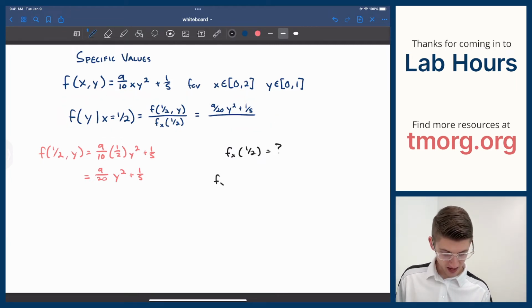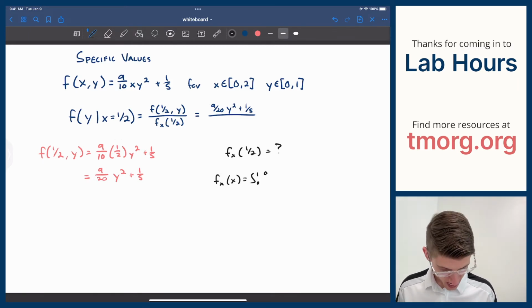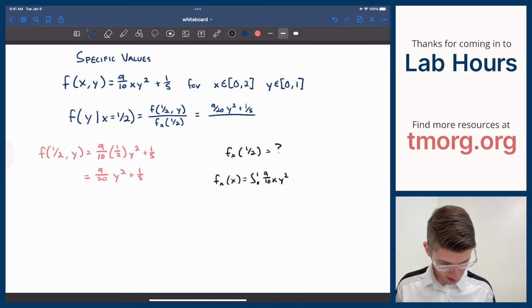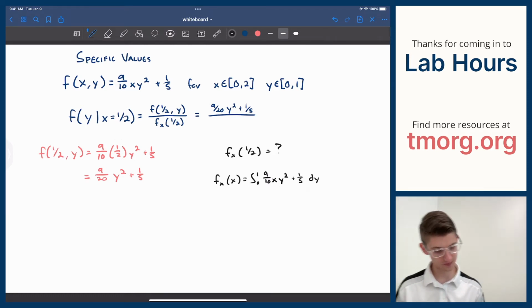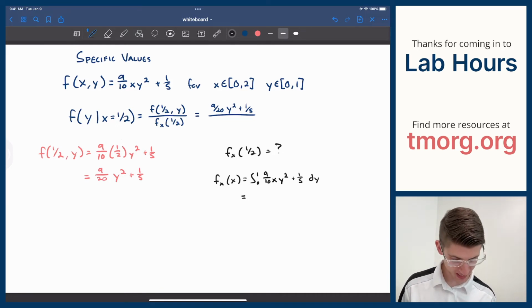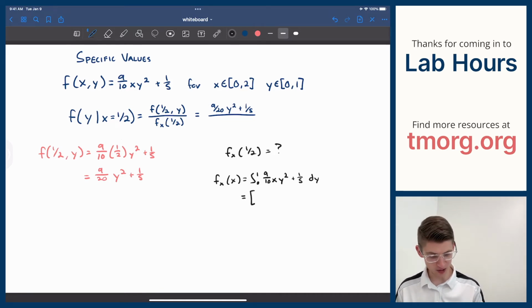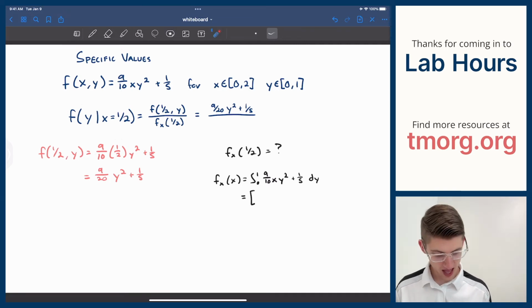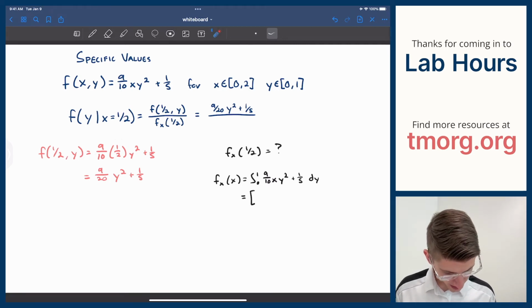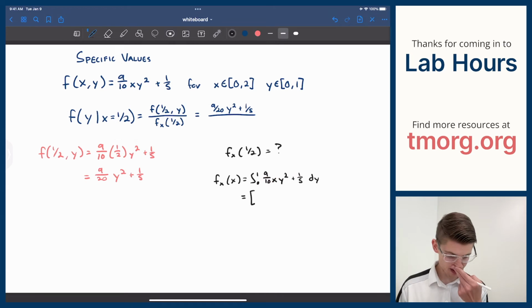So f_X of x is equal to the integral over the bounds of y, 0 to 1, of 9/10 x y squared plus 1/5 dy. So let's go ahead and do that. Take the antiderivative, throw it into these brackets, and evaluate it from the top down to the bottom. We are integrating in terms of y, so I'm going to need to change this 2 into a 3, so I need to pull that 3 out from this denominator.